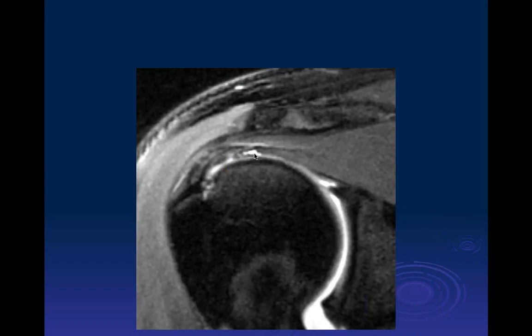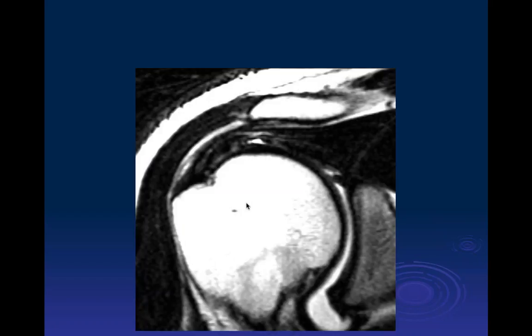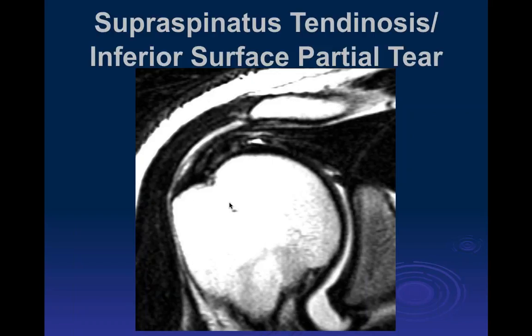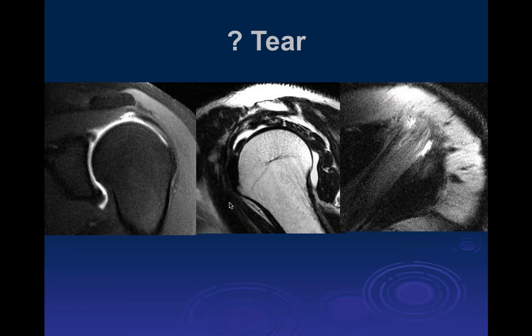We can actually see a little contrast going into the musculotendinous junction here, a little avulsion injury of the bone here at the insertion. On the T2 weighted image, we could actually see pooling of fluid in that defect within the inferior surface of the tendon. So this was an inferior surface partial tear and a lot of fraying, as you said.